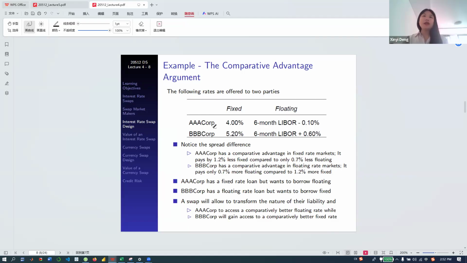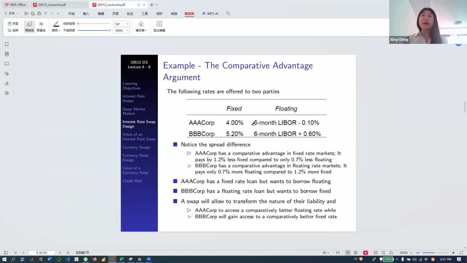But actually, AAA Corp and BBB Corp each have their comparative advantages. And that comparative advantage, instead of the absolute advantage, is the whole reason why AAA Corp and BBB Corp are willing to enter into the swap contract.